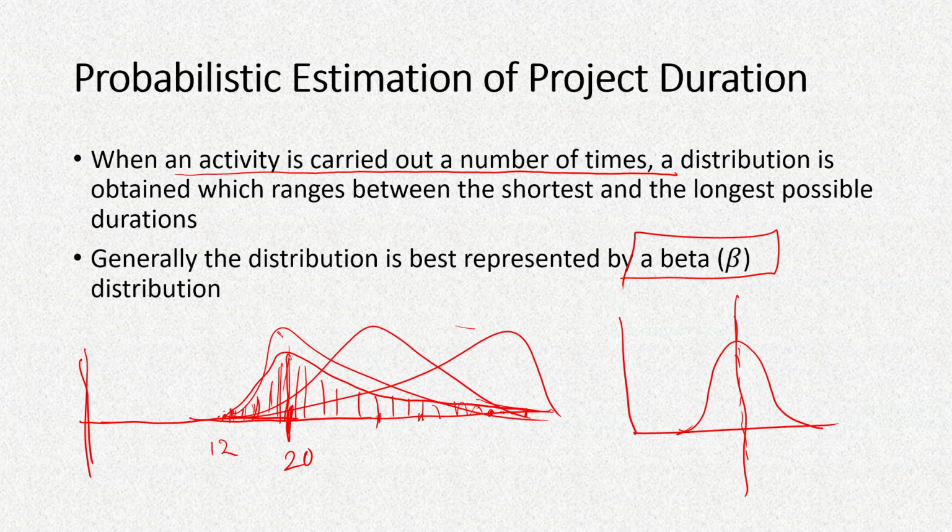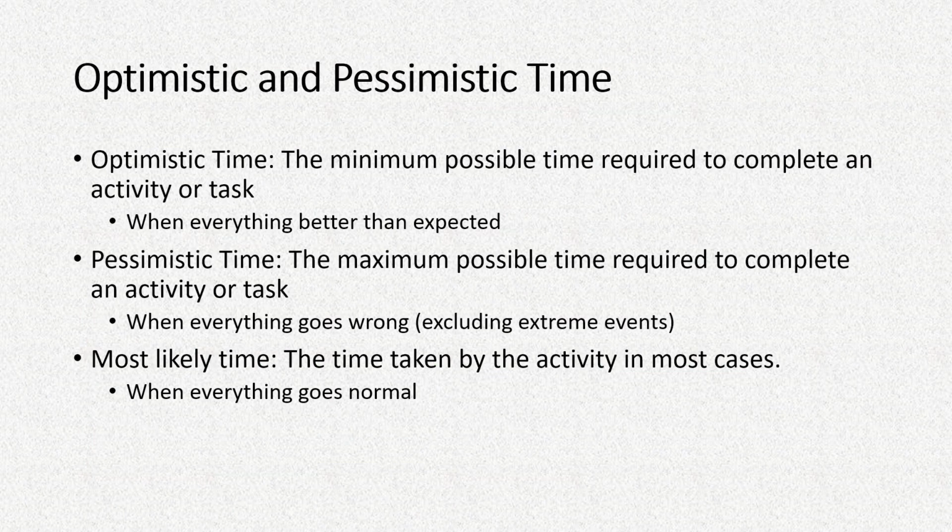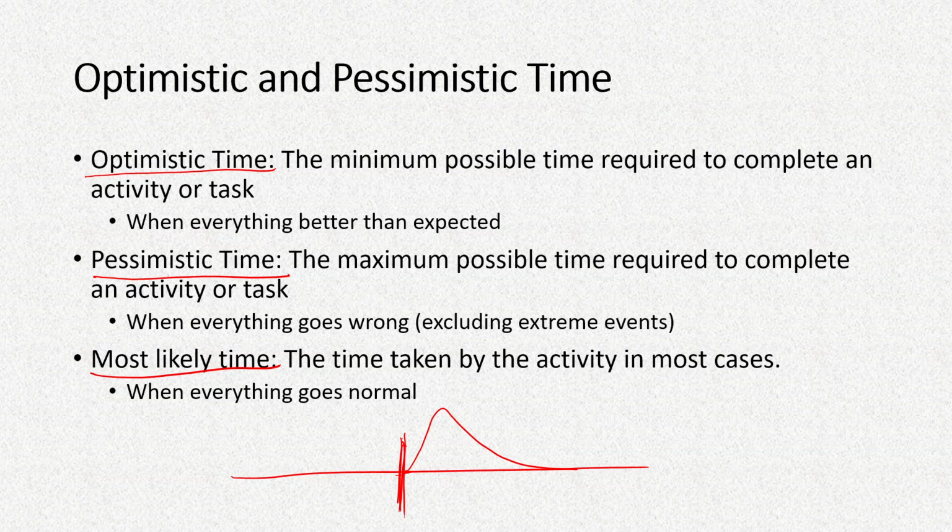Now we'll need to sort out some definitions. We have named these things optimistic time, pessimistic time, and most likely time. The optimistic time is the minimum possible time required for completion of an activity or task, and that is expected when everything is going in our favor. That means, if this is the distribution of the activity duration, then this lowest time, the shortest time, is called the optimistic time. Let's call it TO.